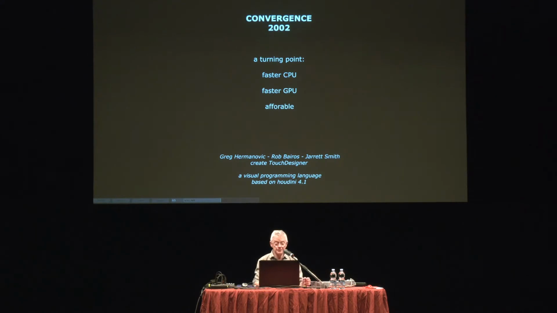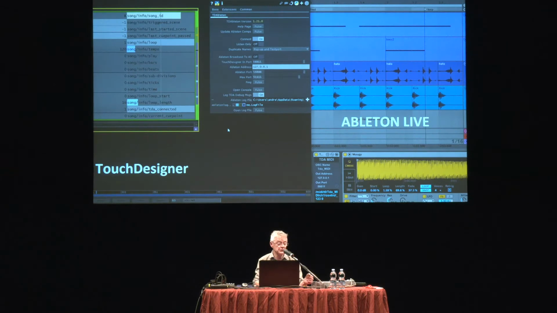And why did this occur? Because there were faster CPUs, faster GPUs, the graphics card, and they were cheap. That's why this happened. And I remember that was about the time I bought my first laptop with a powerful graphics card. I used to do rendering and do all my 3D work on my laptop.